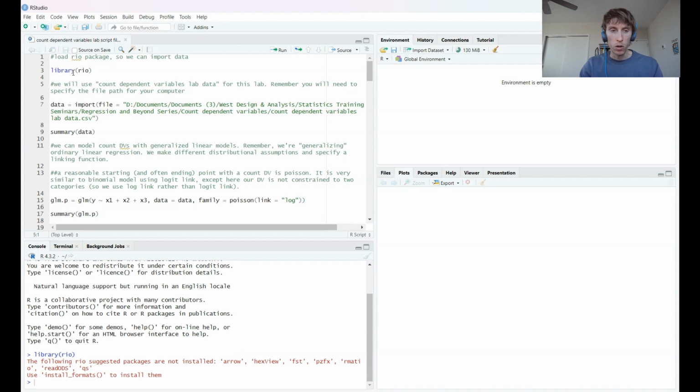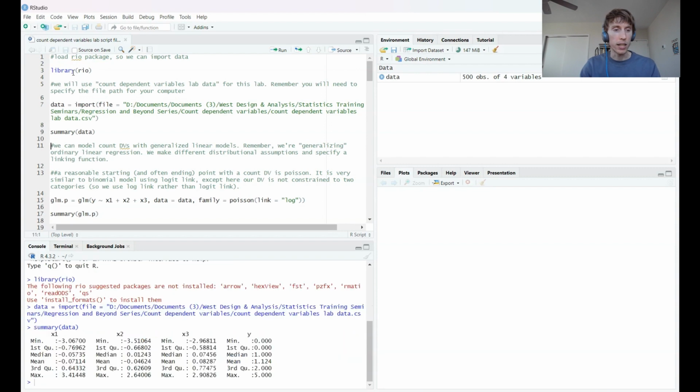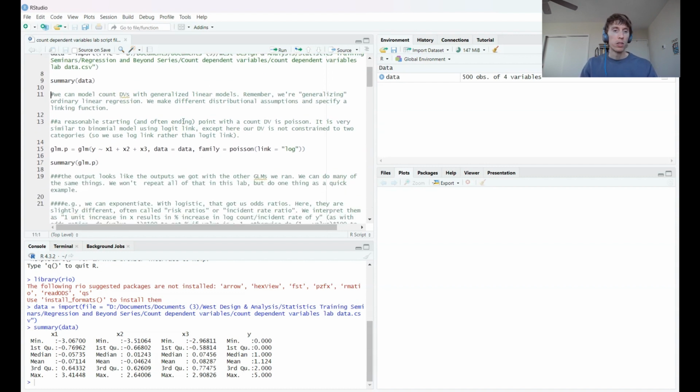Starting out, we do the typical thing that we almost always do, which is importing the data and then having a quick look. In this case, we have three independent variables, x1, x2, and x3, and those are all continuous variables, and then our dependent variable, y, which is a count variable. So a typical starting point, and potentially it can be the ending point as well, with a count variable is to use a Poisson model.